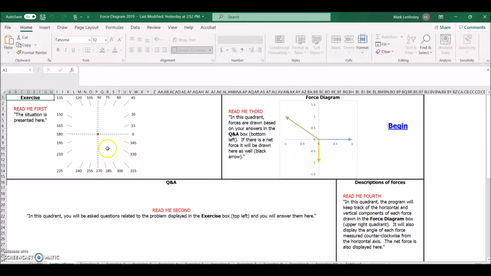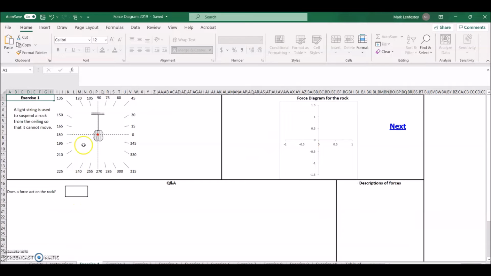It's going to look something like this, where they'll show you some problem, and then you'll answer some questions down here, and it will draw the force diagram for you. Here will be the description. Begin and start. So here's the problem. It says that this light string is used to suspend this rock from the ceiling. We're just going to answer some questions here. Does a force act on the rock? Let's say you say no, you type it in, hit enter, and it'll kind of disagree with you. So I'm going to go back up and hit yes.